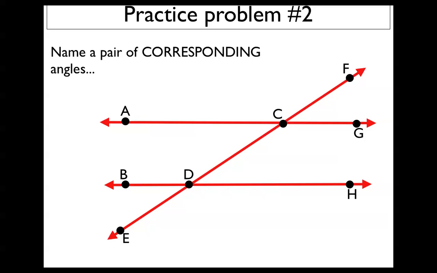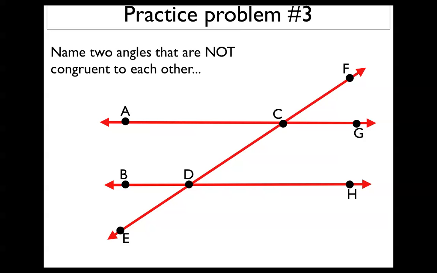Okay, then for practice problem number 2, I want you to just look at this diagram and name a pair of corresponding angles. So pick 2 angles that correspond to each other. Maybe it's the 2 angles that are in the upper left of their cluster, maybe it's the 2 angles that are in the lower right of their cluster, but pick any pair of corresponding angles and name them. Also name 2 angles that are not congruent to each other. So just pick any 2 angles here that don't have the same measurement. That's all we got to do.